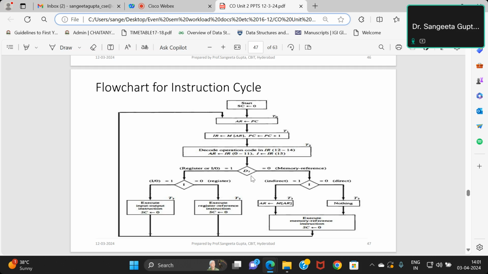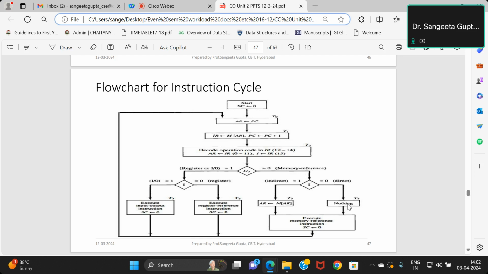Now suppose the D7 value is 0, that means bits 12 to 14 of our instruction do not contain 111, but rather they contain a combination of numbers from 000 to 110, which represents decimal 0 to decimal 6. So in that case, our instruction is categorized to be a memory reference instruction. Now, when our instruction is a memory reference instruction, then we have to check for a bit known as the mode bit. So here, this I bit is known as a mode bit. This mode bit can be 0.